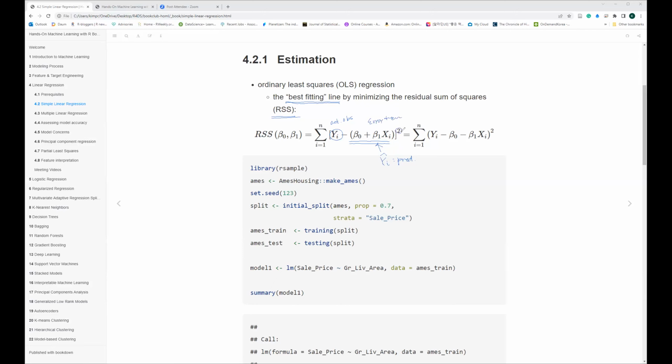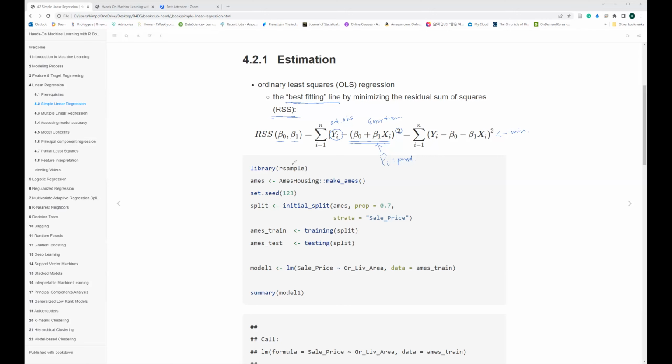When we square it and sum all of these, our goal is to find the minimum value. What are the beta 0 and beta 1 that minimize this error term? That's the regression model we need to find, the best fitting line that minimizes the residual sum of squared errors.